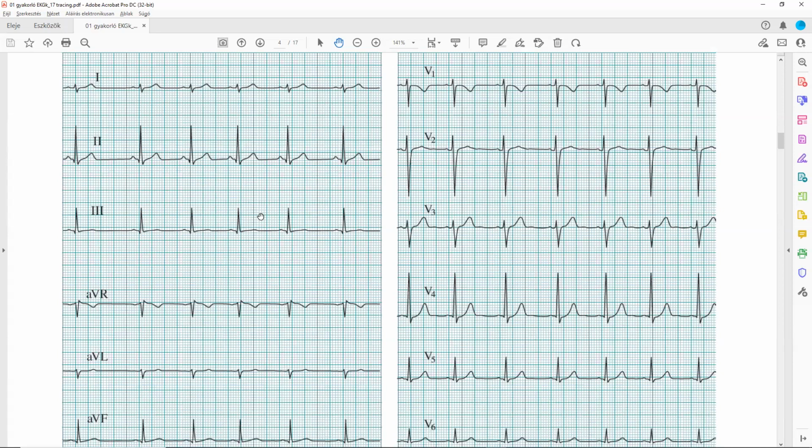Axis? For the axis, I use the equiphasic approach for lead one. Lead one has the most equiphasic QRS complex. So I need a perpendicular to that, which is AVF, and AVF has a positive QRS, which means the axis would be positive 90 degrees. Good, very good. Okay. Now, next one, impulse formation.